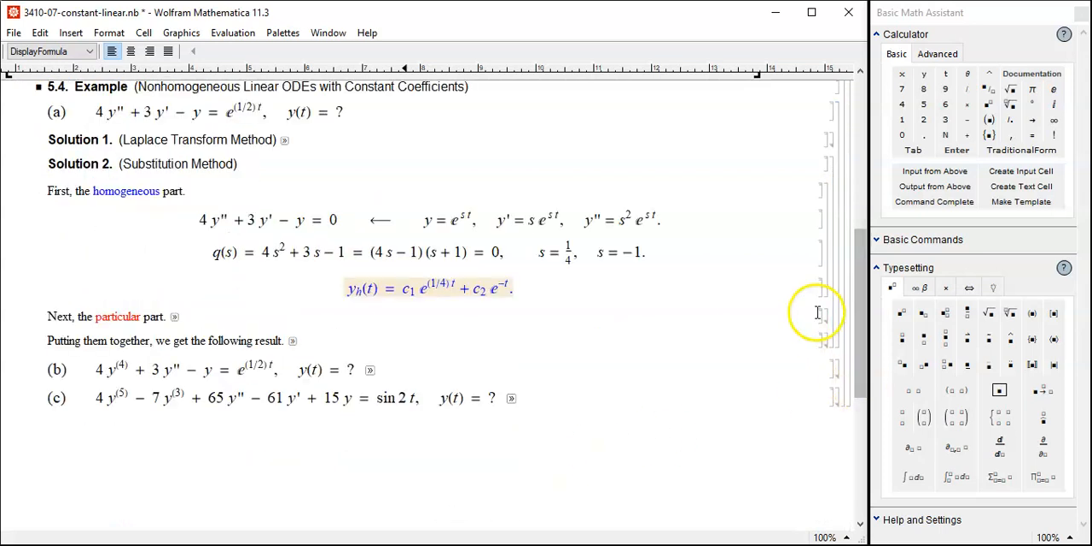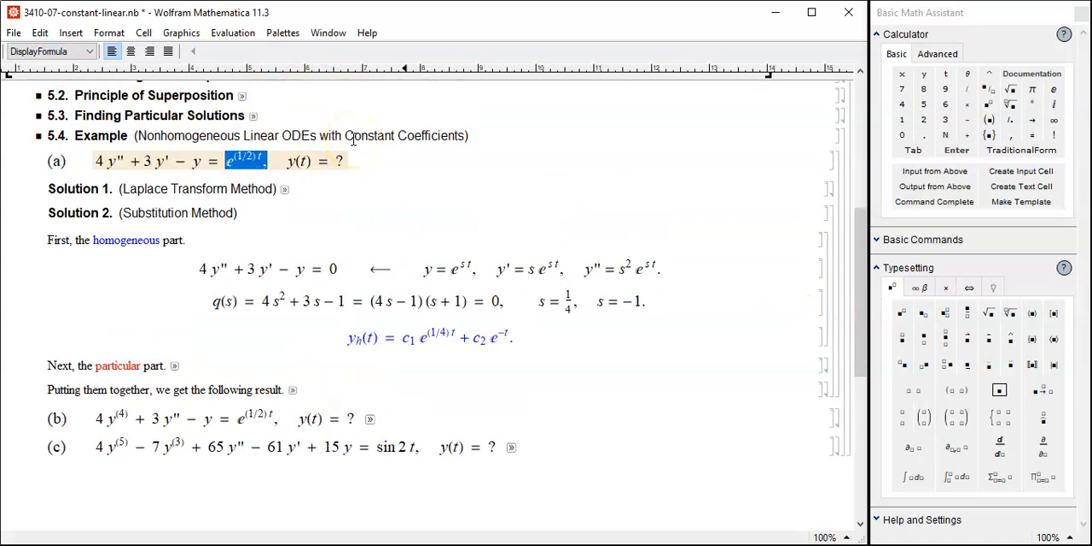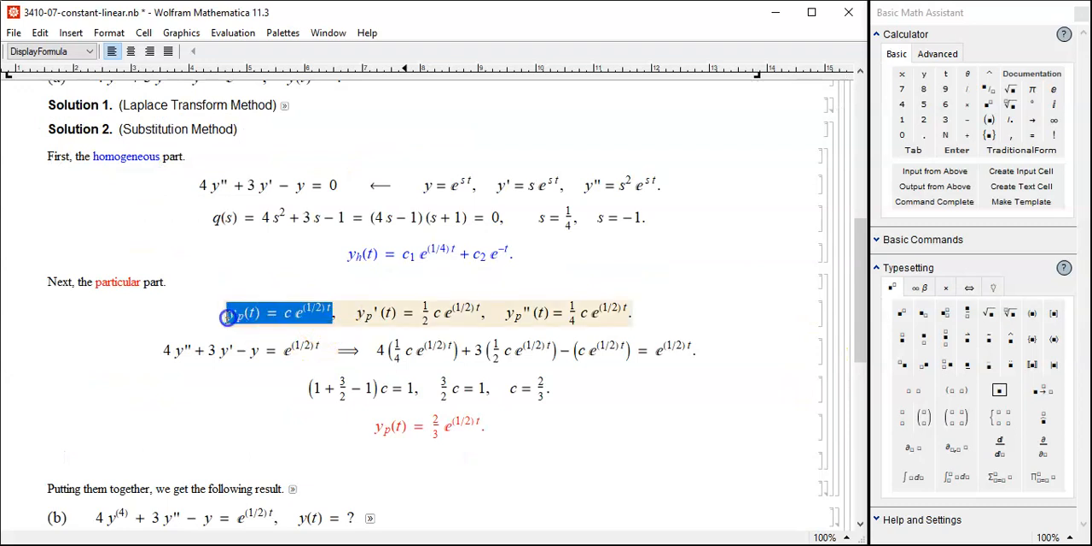Next, the particular part. The right-hand side is e to the 1/2 power of t, so I'm going to make this educated guess. yp is c times e to the 1/2 power of t.